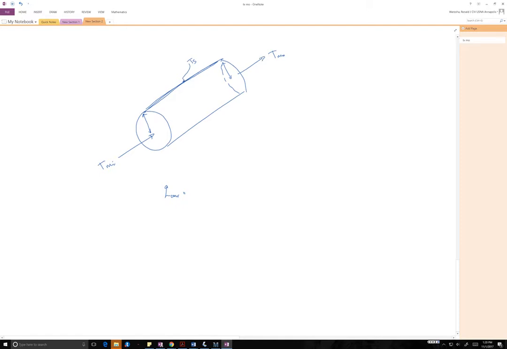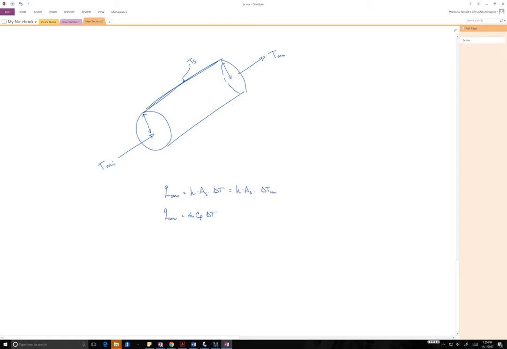Well, we've got two expressions. We've got h times A times delta T, and we've got m dot Cp delta T. The question again is what those delta T's are if the surface temperature is constant. Well, in this case, this becomes a log mean temperature difference, and we worked on that a little bit in class.